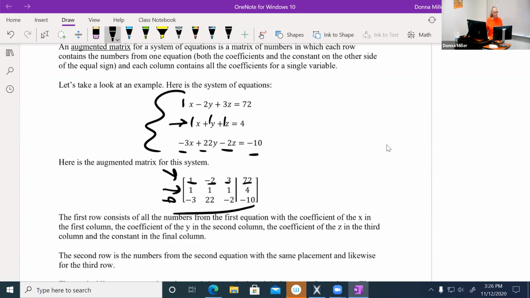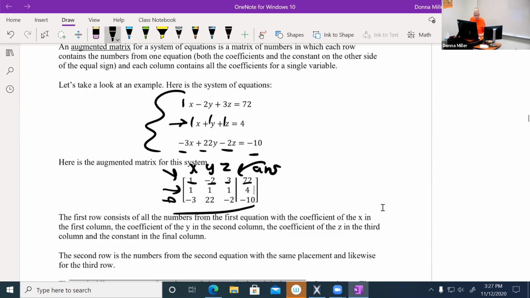We just put the coefficients right. It has to be in order X, Y, Z, answer. The thing is, they put a bar here. That bar is not really necessary. It's just a convention. It's just showing you that 72, 4, and -10 are the answers. But what I want you to understand is, the first column were all the X's, this is the Y's, this is the Z's, and this is the answers. So that's what an augmented matrix is.